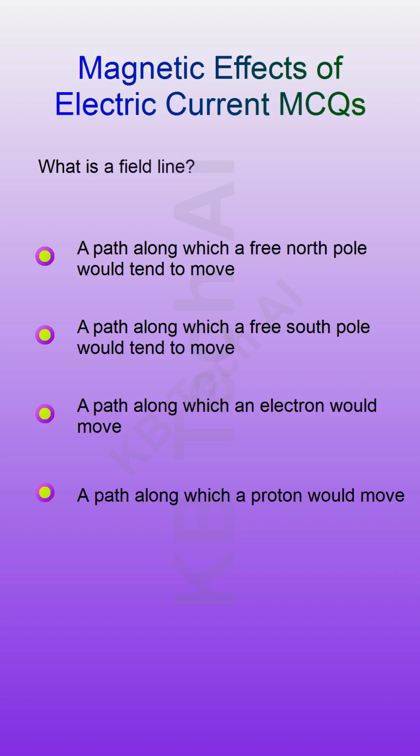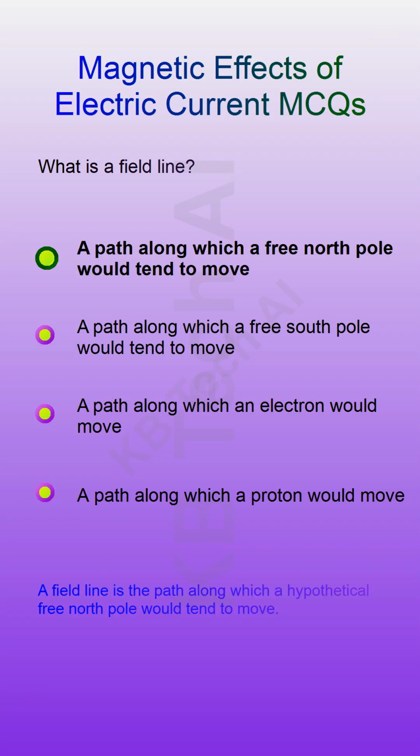What is a field line? Option 1, a path along which a free north pole would tend to move. Option 2, a path along which a free south pole would tend to move. Option 3, a path along which an electron would move. Option 4, a path along which a proton would move. The answer is, option 1, a path along which a free north pole would tend to move.